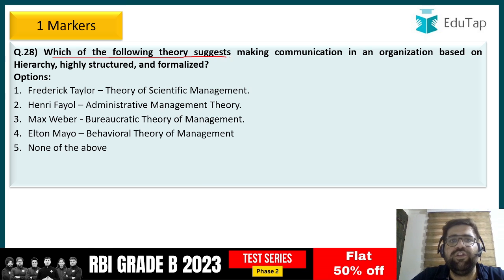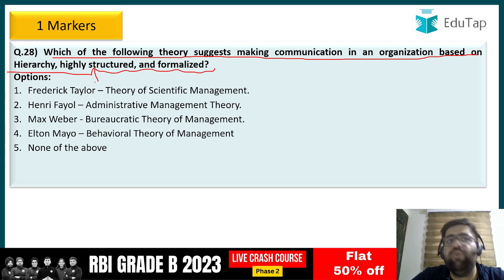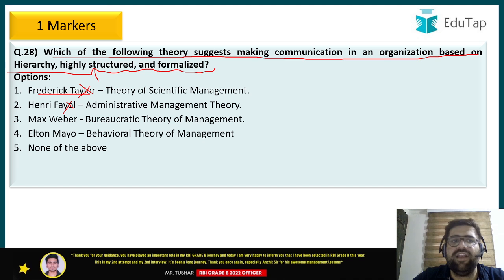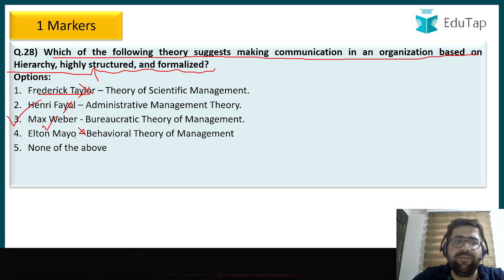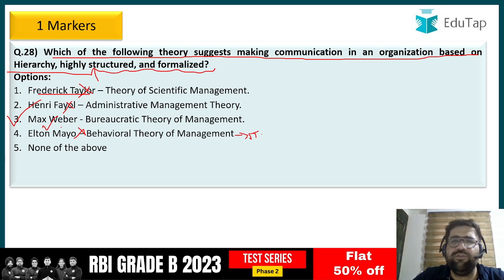Which of the following theories suggests making communication in an organization based on hierarchy, highly structured and formalized? Highly structured is the keyword over here. Frederick Winslow Taylor, the father of scientific management, is not the right answer. Henri Fayol cannot be the right answer. The correct answer will be Max Weber, that is your bureaucratic school. Elton Mayo cannot be the right answer because he has given the human relations view. Therefore, a very easy question, hardly a 10-second question if your concepts are clear.